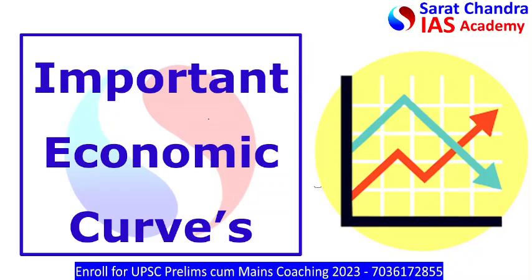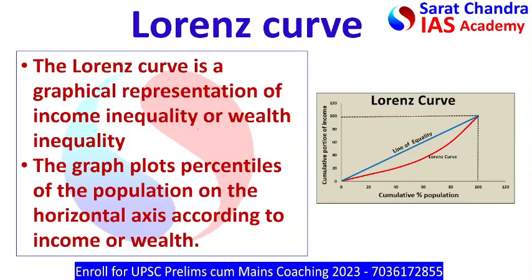Let us discuss important economic curves. The first one is Lorenz curve. Lorenz curve is a graphical representation of income inequality or wealth inequality. The graph plots percentiles of population on the horizontal axis according to the income or wealth. So when you see Lorenz curve, on the horizontal axis you will have cumulative percent of population, and on the vertical axis you will have cumulative portion of income.